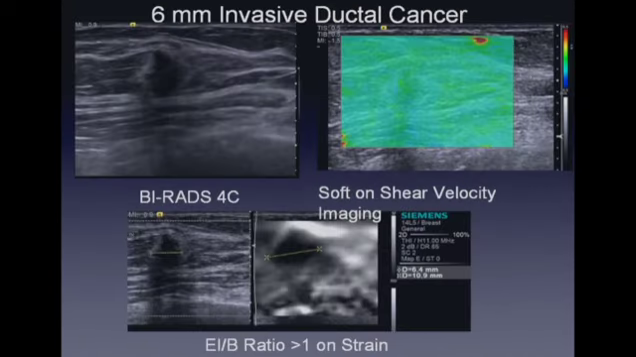Here's an example of a 6 millimeter invasive ductal cancer, and you can see on the shear wave elastogram that it color codes a teal, which is a very low velocity, suggesting it's a benign lesion.